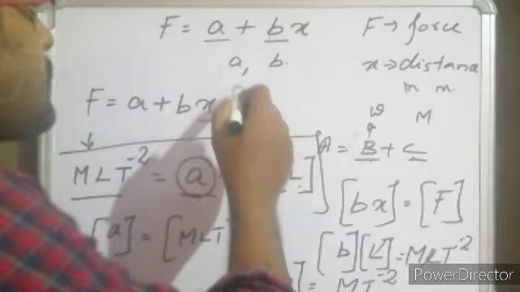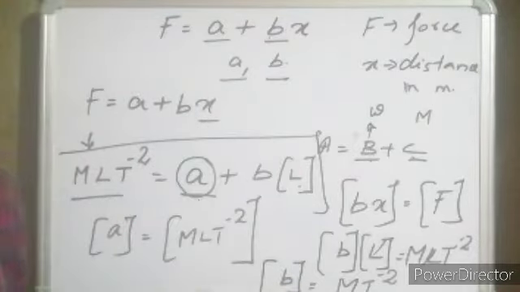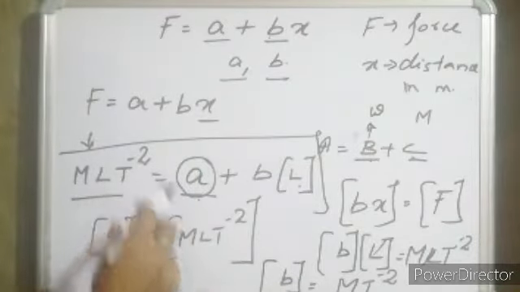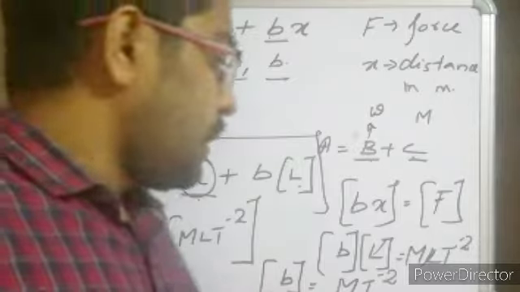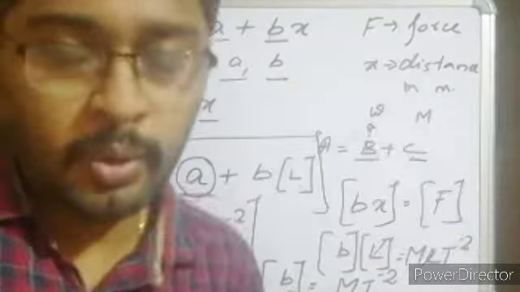In the question it was asked to calculate A and B. So the dimension of A is the same as that of force, MLT^-2, and the dimension of B is MT^-2.